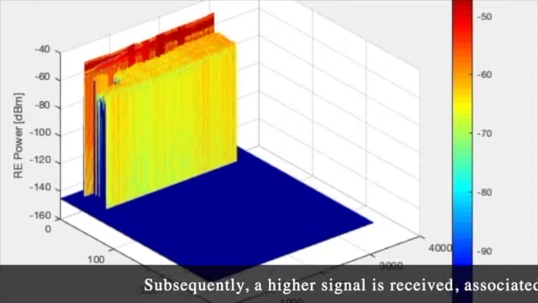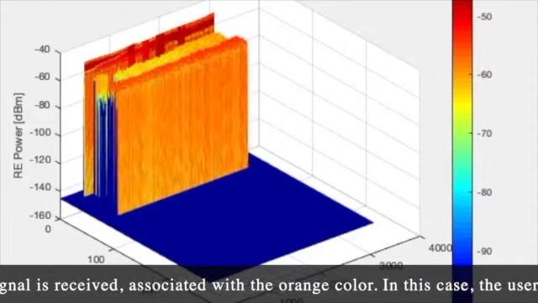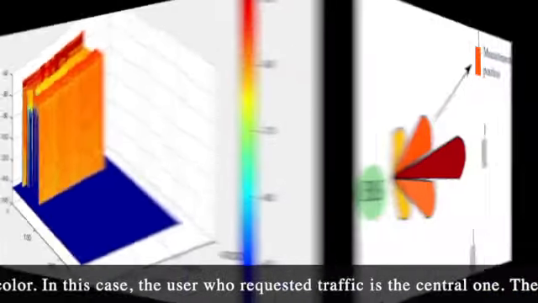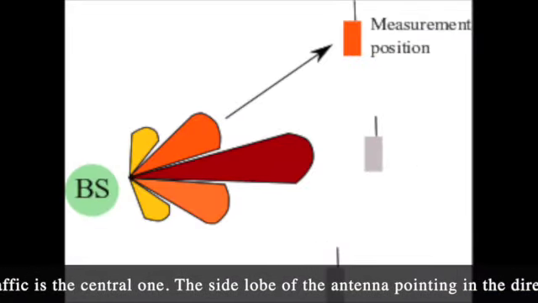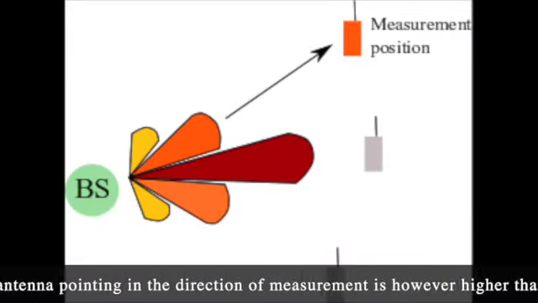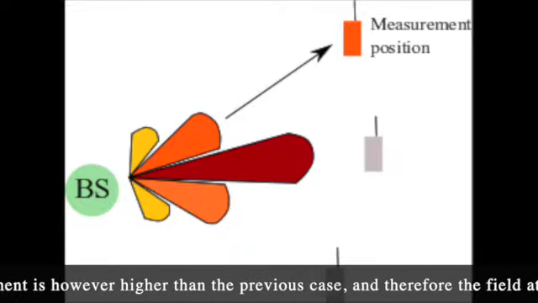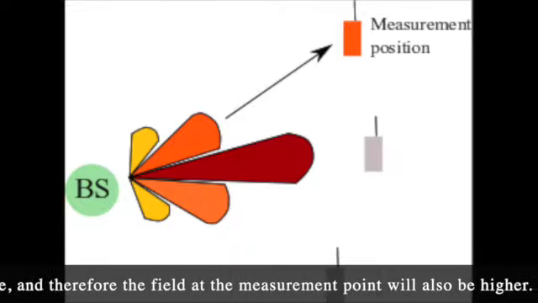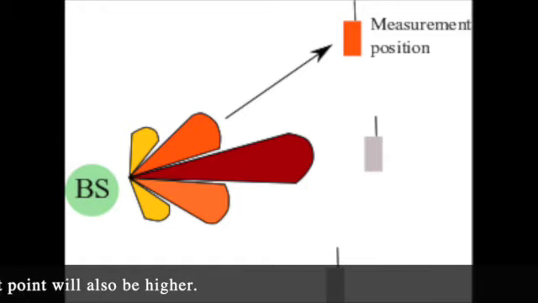Subsequently, a higher signal is received, associated with the orange color. In this case, the user who requested traffic is the central one. The side lobe of the antenna pointing in the direction of measurement is however higher than the previous case, and therefore the field at the measurement point will also be higher.